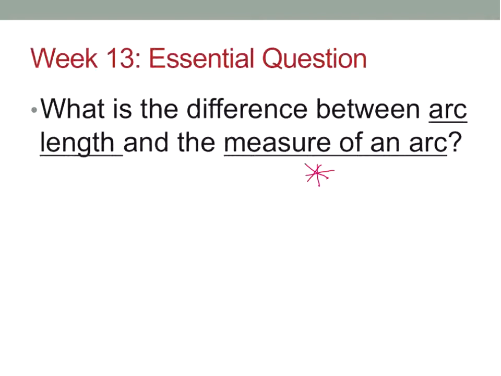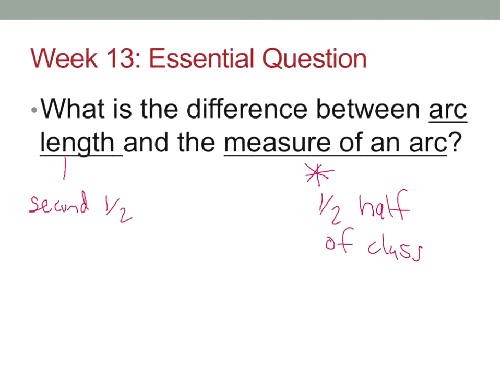Let's put a star next to measure of an arc. That's what we've done the first half of class today. Arc length, that's what we're going to do this second half of class. Oops, I meant to say first half. That was first half of class. This is the second half of class today. So measure meaning what degrees is it, right? We just found out 45 degrees, 60 degrees. So now we're going to talk about how do we find arc length in just a moment.